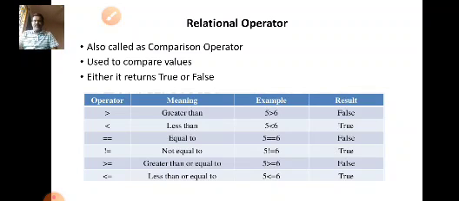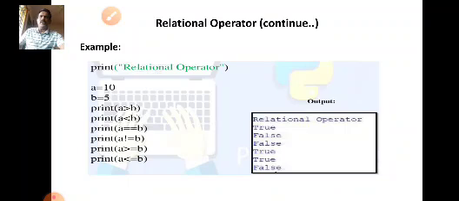For example, 5 greater than 6, the condition is false. 5 less than 6, yes, it is true. 5 is equal to 6, it is false. 5 not equal to 6, true. 5 greater than or equal to 6, false. 5 less than or equal to 6, it is true. Okay. By using relational operators, we can compare two values or two numbers. Okay guys, this is the relational operator.